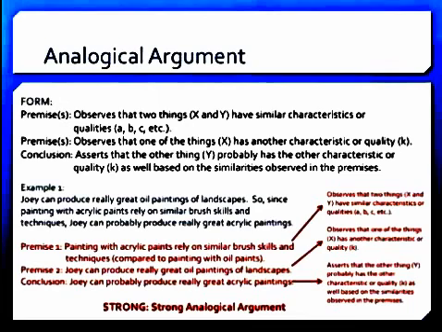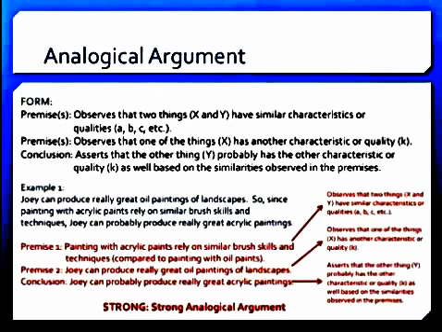Now this argument is a moderate to strong argument. If the premises were true, it would support the probable truth of the conclusion. If it's true that oil paints and acrylic paints actually rely on similar brush skills and techniques, then given this similarity, as well as the fact that Joey can produce really great oil paintings, should give us good reasons to think that Joey can also produce really great acrylic paintings. So this is a strong argument, and we will refer to this type of argument as a strong analogical argument.